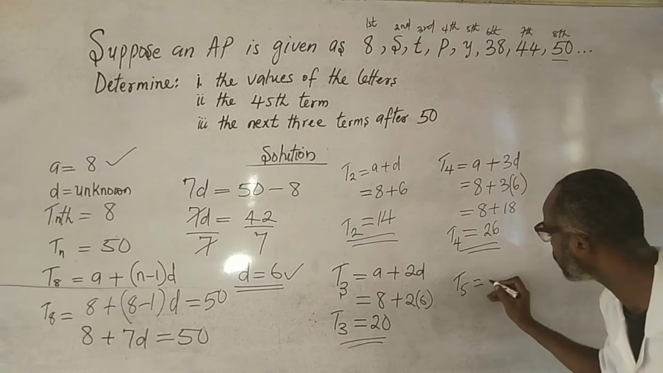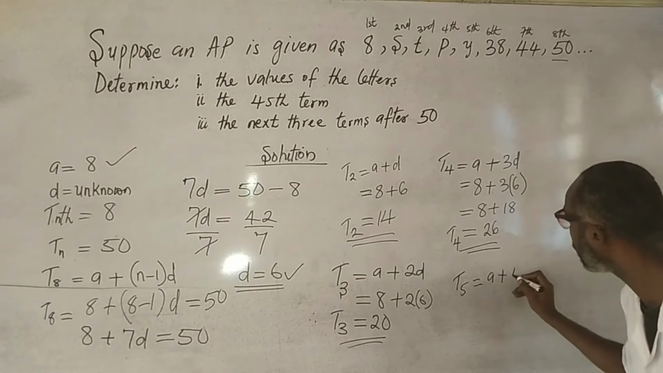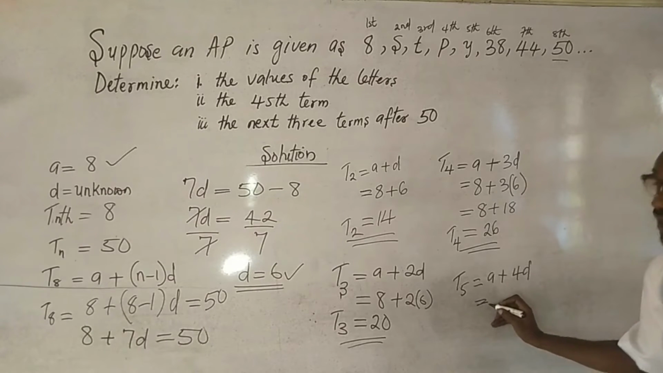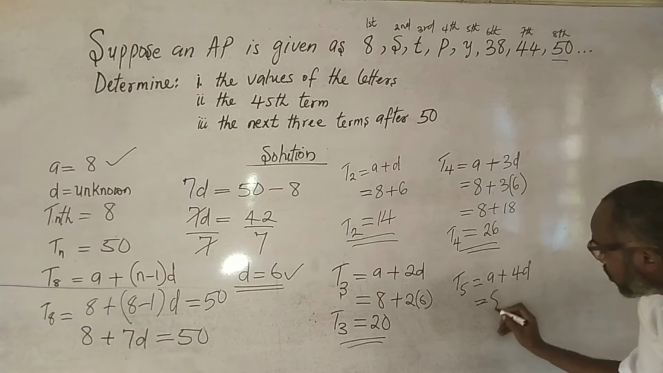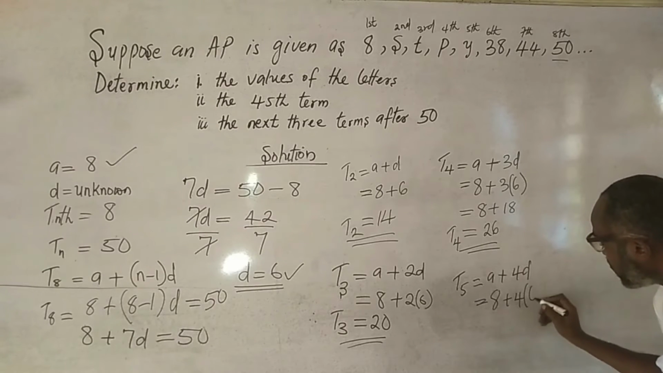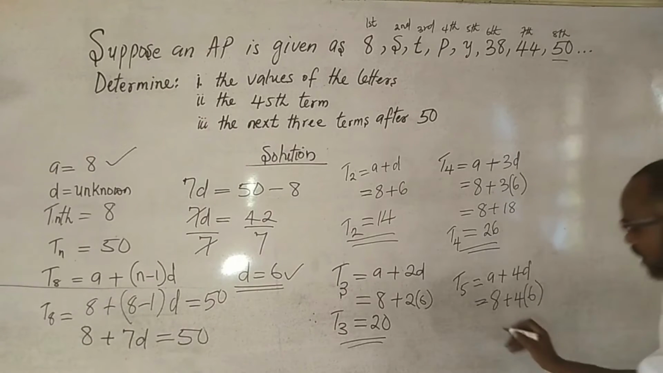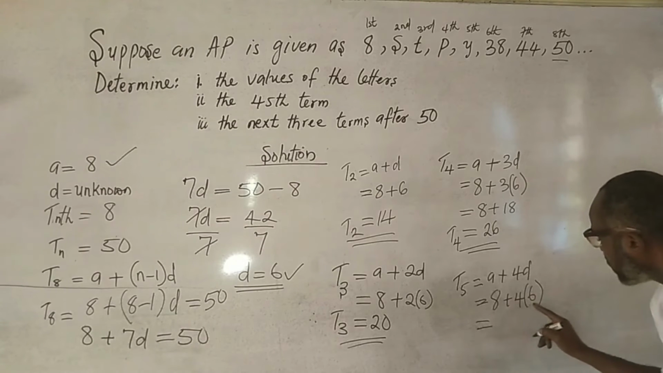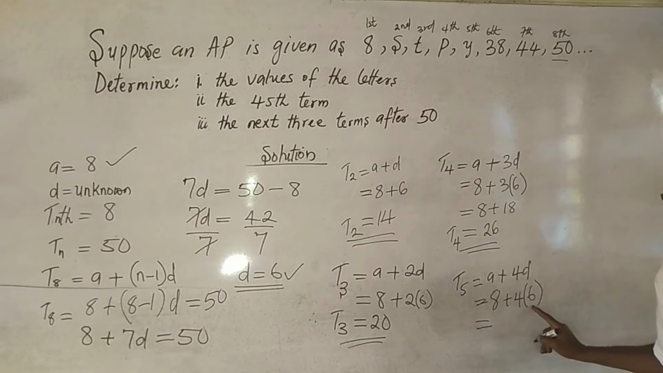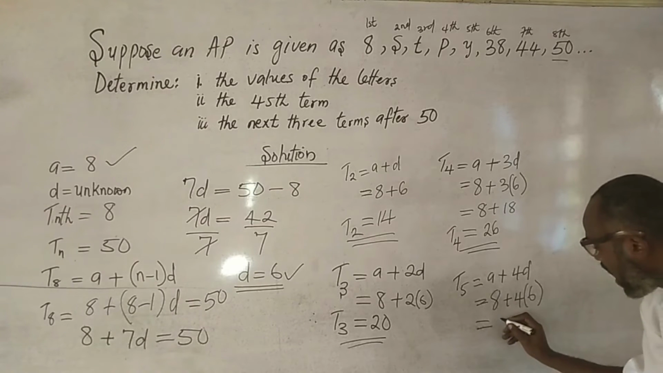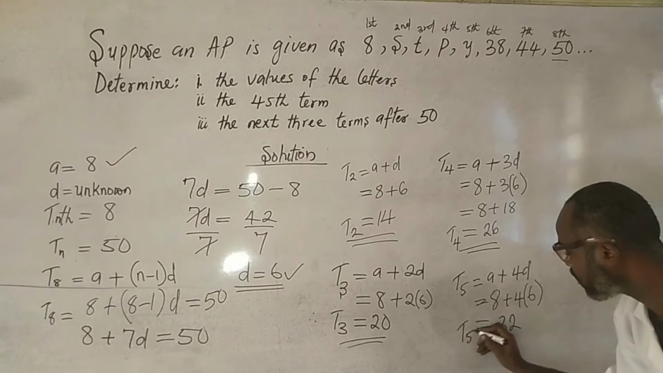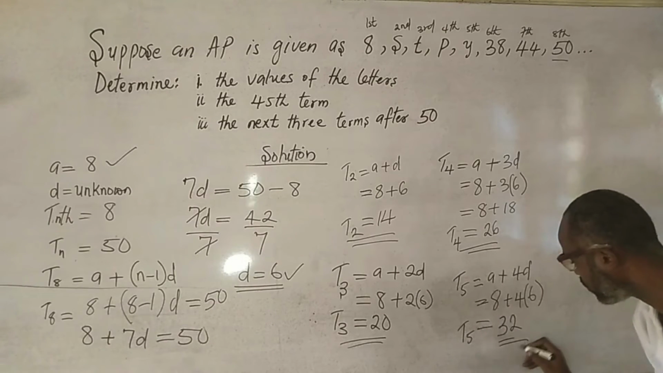T5 is equal to A plus 4D. We substitute accordingly, alright? And then the first term is also 8, we've not changed it. The common difference is also 6, we've not changed it. So the next thing we have here, 4 times 6 is 24 plus 8, and we have 32. Therefore, T5 is 32. Good. Found.